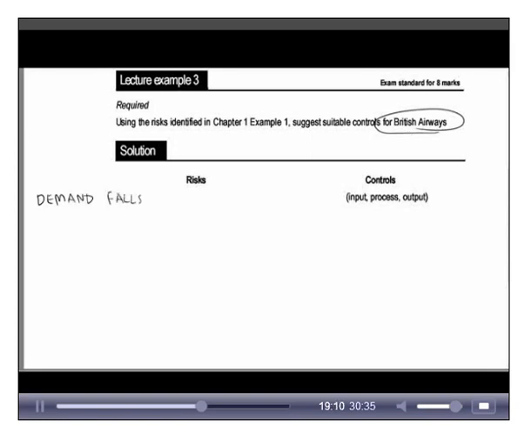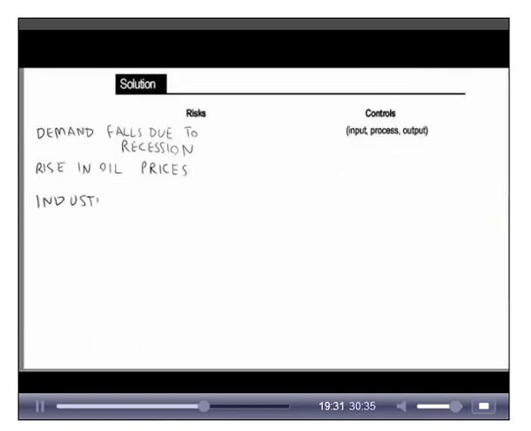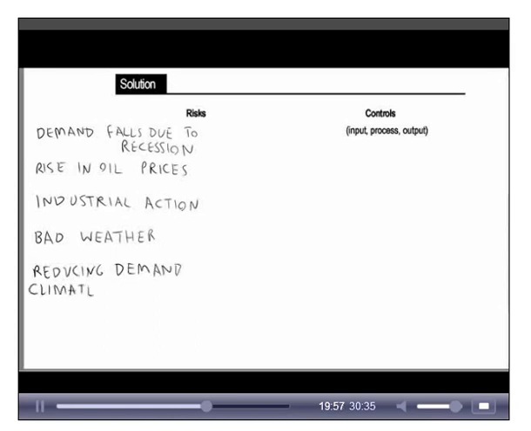falls due to recession. So what controls could be put in place to try and mitigate that? We've got rise in oil prices. Can we do anything there? Got the risk of industrial action, staff going on strike and disrupting operations. Got a risk of bad weather, causing disruption to flights. Got the risk of reducing demand, and in particular touched on climate change concerns. So concern about the environment means that people fly less. And then we've got risks relating to safety of either passengers or staff.